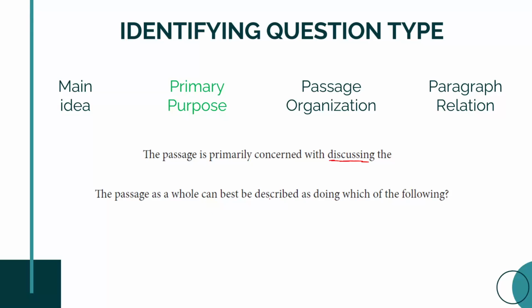The passage as a whole can best be described as doing right there. Do you see the verbs right here? Which means all five of the answer choices are going to be verbs. Is the author arguing something?